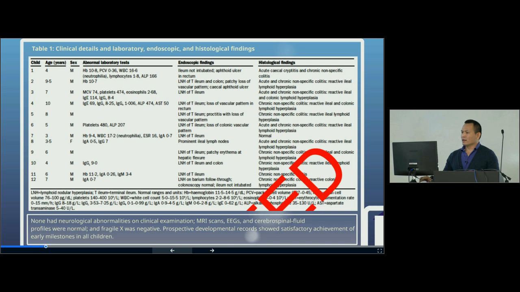And then when they examined the endoscopic findings, what they found in the intestine, you can see here, a majority of them tend to have LNH, which stands for lymphoid nodular hyperplasia. Okay, think about 1, 2, 3, 4, 5, 6, 7, 8, 9, 10 of them developed this lymphoid nodular hyperplasia. Now, this is when you look at the lining of the intestines, you can see little nodules in there.